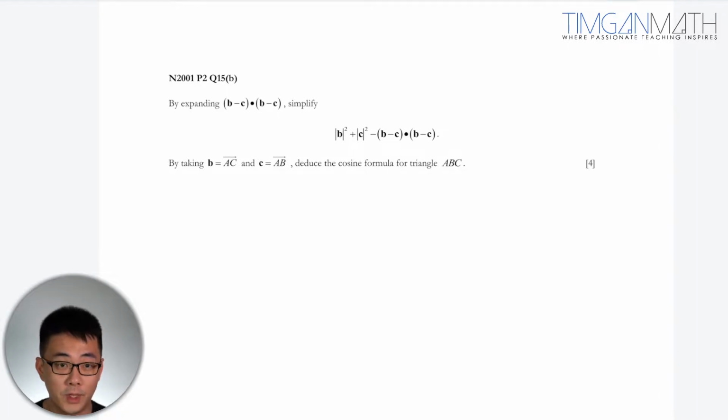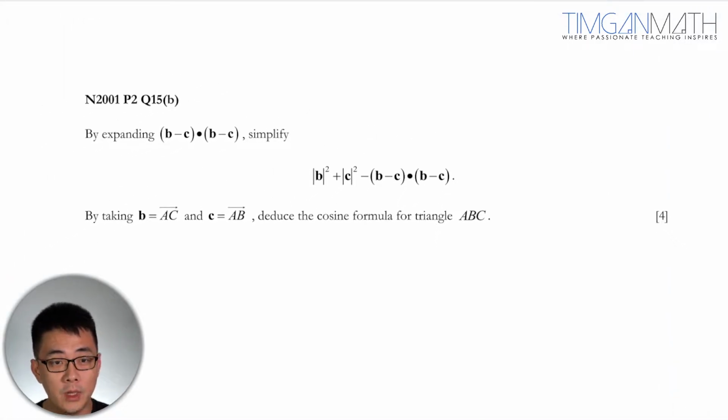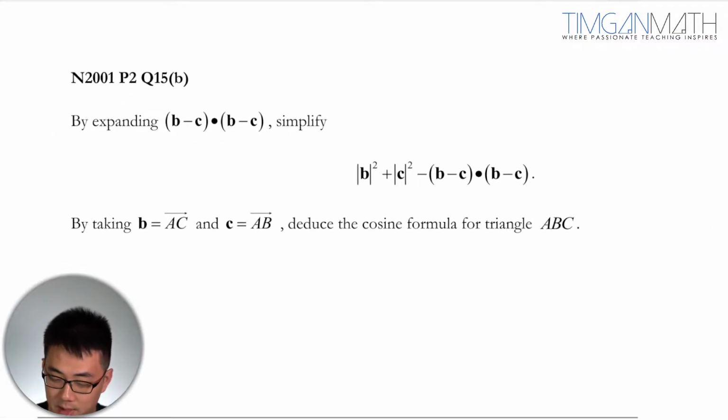Hi students, let's look at this question here, which is on vectors taken from the year 2001 of the H2 Math A-level paper, question 15 part B. By expanding (b minus c) dot with (b minus c), simplify this expression here.